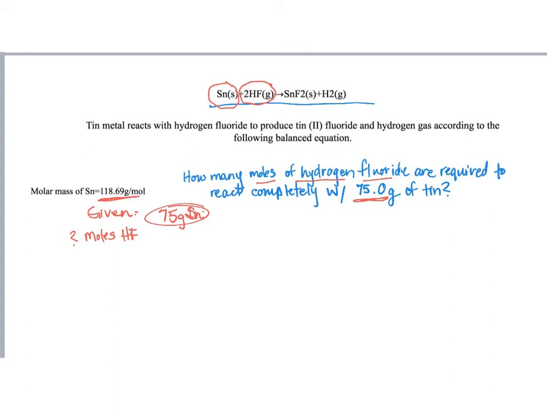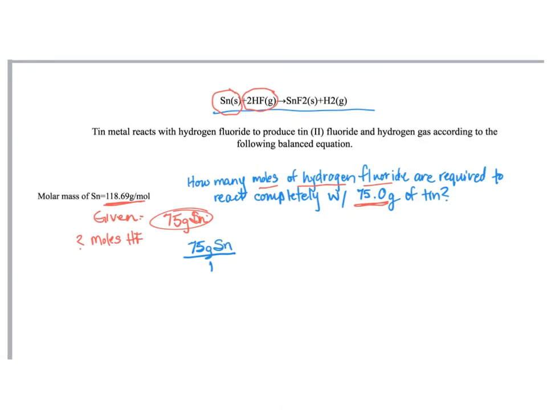So let's do our first step, which is to write down what we're given over 1. 75 grams of tin over 1, okay? So somehow we have to get to moles, right? Because we have to compare the mole to mole ratio up here. We can't get from grams of tin to moles of hydrogen fluoride without going to moles of tin first. So we need to use the molar mass factor for tin.